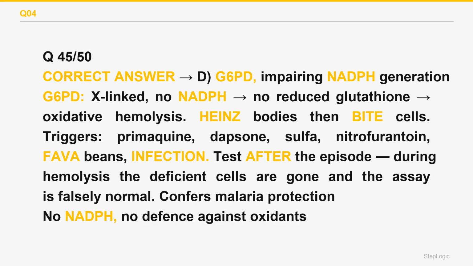The testing pitfall is a favorite examination point and follows from the mechanism. During an acute episode, the most deficient cells have already lysed, so the enzyme assay performed on surviving young cells can be falsely normal. Testing is deferred for several weeks. The same NADPH is used by the phagocyte respiratory burst, which is why severe deficiency can mildly impair bacterial killing, connecting this enzyme to the chronic granulomatous disease seen in the immunology session. If you see hemolysis after an oxidant drug with bite cells, think G6PD and test later.